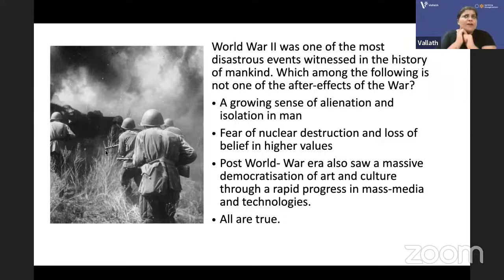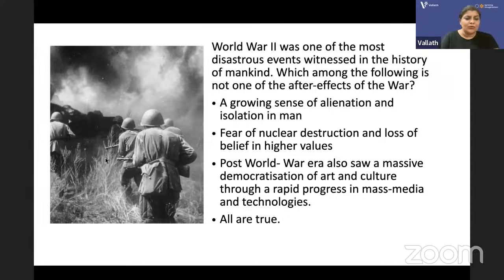Yes, that is an effect. Fear of nuclear destruction and loss of belief in higher values. Yes, that's also true, right? The post-World War era saw a massive democratization of art and culture through rapid progress in mass media and technology. Democratization of art and culture means that after the Second World War, art and culture became democratic because of mass media and technology. All this is right, isn't it?